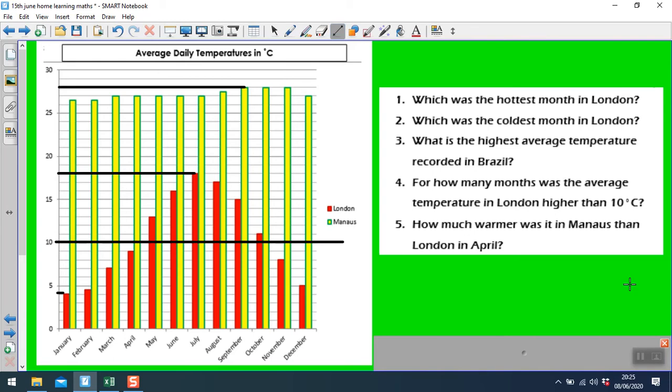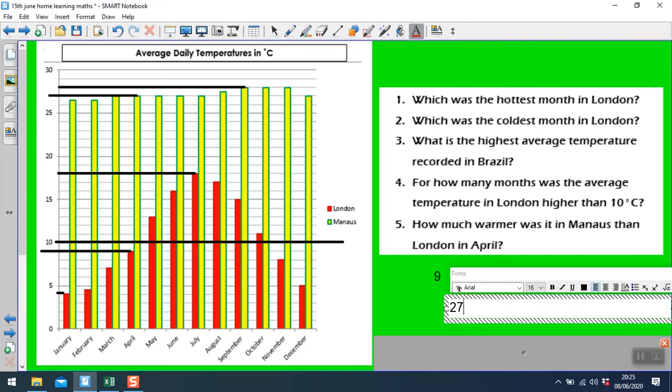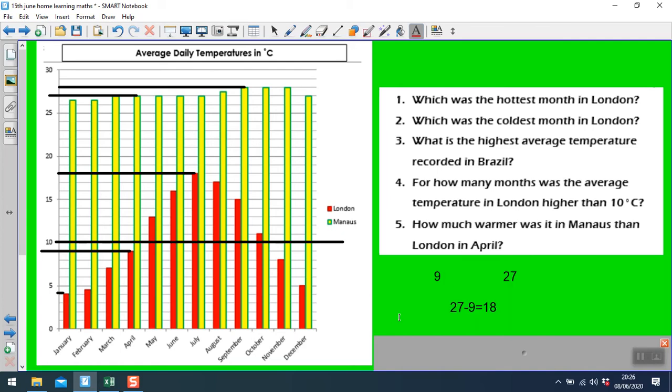And the last question, how much warmer was it in Manaus than London in April? So here's April. So in London it was 9, and in Manaus in April it was 27 degrees. So how much warmer? That's a comparison, that's a difference question again. So 27 take away 9 equals 18 degrees. So it's 18 degrees warmer in Manaus than London in April.